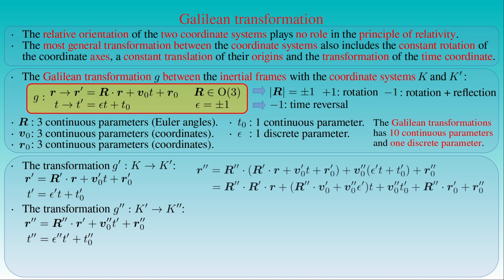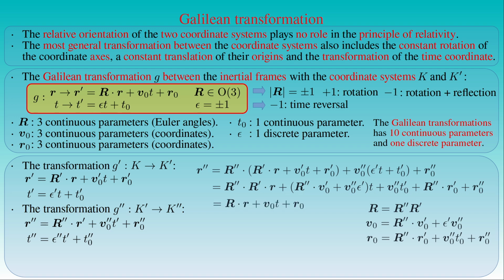Since the product of two orthogonal matrices is always an orthogonal matrix, that is, the product of two rotation matrices is another rotation matrix, the matrix R defined by R'' times R' is also a matrix representing spatial rotations. We can also define the vector v0 by the sum of R'' times v0' and epsilon' times v0'', and the vector r0 by v0'' times t0', plus R'' times r0', plus r0''. If we apply these definitions in the right-hand side of the equation, we can write the position vector r'' as the product of the matrix R and the vector r, plus the vector v0 times the time coordinate t, plus the vector r0.